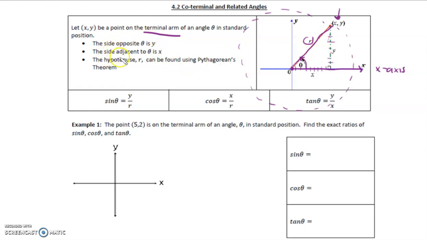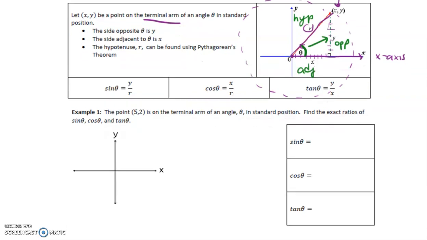Okay, so as a recall, the side opposite theta is going to be y because it's up and down. So this is opposite. The side adjacent to theta is going to be x. And r is always going to be the hypotenuse. We can also find r using Pythagorean's theorem. So we have sine, cosine, tan, the ratios here.